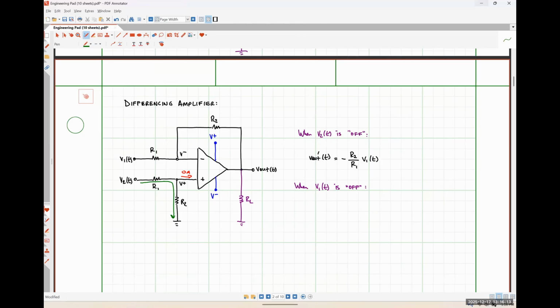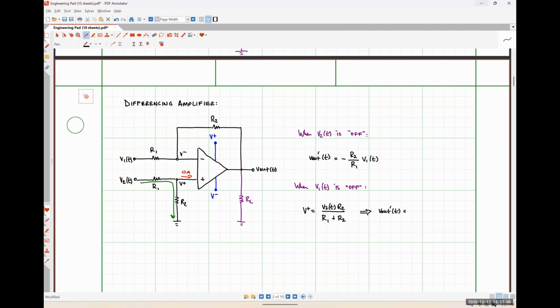Okay. So I'm going to write that down really quickly. So V plus will be V2 times R2 over R1 plus R2. Okay. And now I need us to figure out what the output voltage will be from this contribution. Okay. So imagine that we had a voltage source supplying that amount of voltage directly connected to that V plus pin. When V1 is grounded out, well, that's just a non-inverting amplifier.